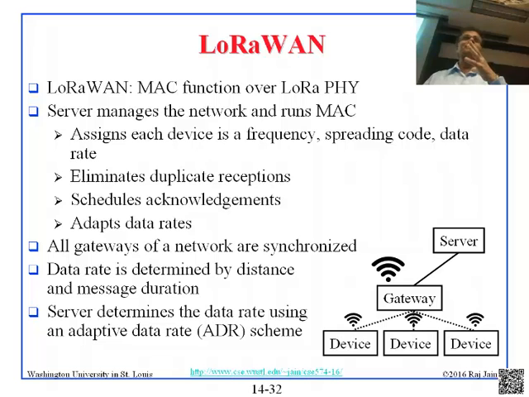But this kind of thing would not have passed 5 years ago. Everybody would just say, no, no, no, we can't have a single server, we can't have this and that. Now nobody says no to those things. So there is this thing. It eliminates duplicate receptions, so now you get multiple copies, and this is the one that deduplicates them. It schedules the acknowledgement and adapts the data rate. It makes all the decisions sitting right there.